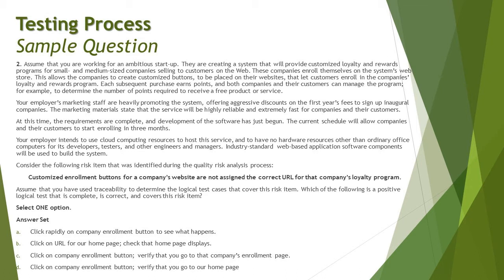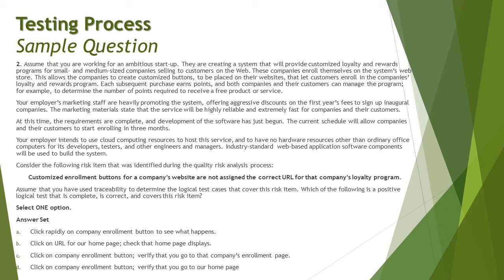Now consider the following risk item. We are talking about the risk identification here that was identified during the quality risk analysis process. What is the risk? Customized enrollment buttons for a company's website are not assigned the correct URL for the company's loyalty program. For example, if I go to Flipkart and click on the loyalty program button, it's not taking me to the right URL where I can register myself for the loyalty program. Now that's a risk which we have identified, and it is a product risk. That's from the end user point of view.